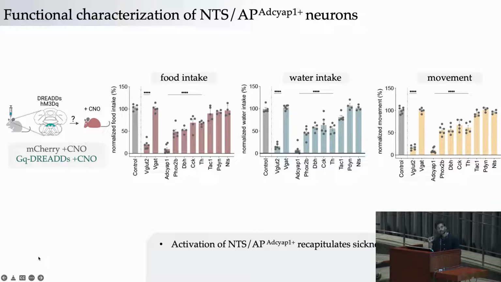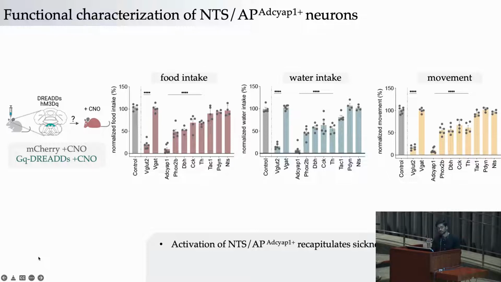And what we found generally is that most of the neurons in this region induce coordinated changes in these different parameters, and that the main difference between these different types is the magnitude of the change induced. And this indicated that at least at this level and in this region, there isn't segregation of the food intake, water intake, and movement at the cell types being activated by LPS.